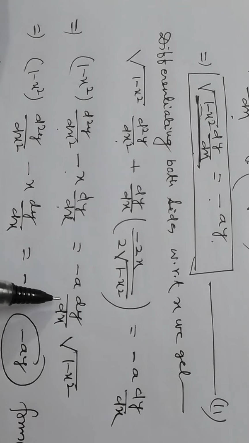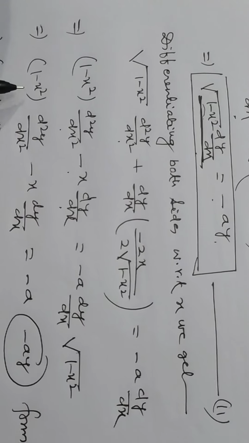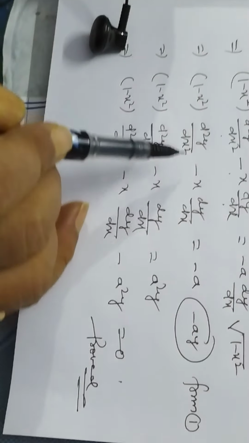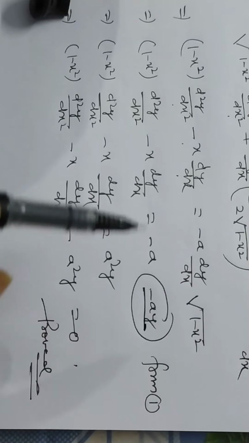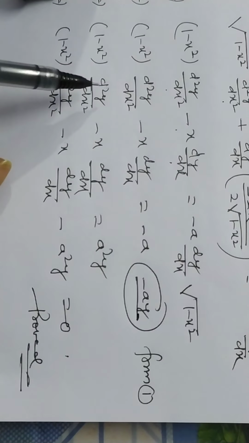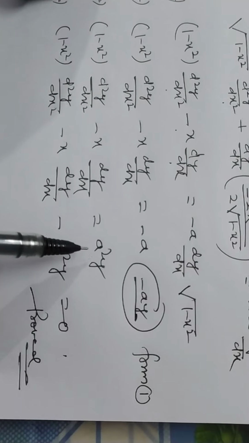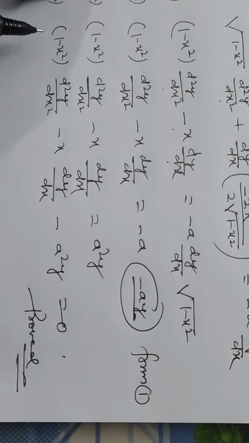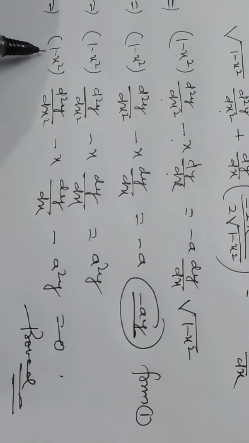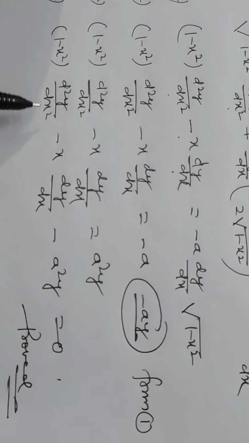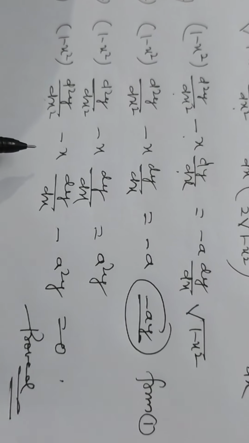It is minus a dy/dx. So (1 minus x²) d²y/dx² minus x dy/dx equals minus a dy/dx root over (1 minus x²), and (1 minus x²) d²y/dx² minus x dy/dx equals minus a times minus a y, and it will be (1 minus x²) d²y/dx² minus x dy/dx equals a² y. And after simplification we have (1 minus x²) d²y/dx² minus x dy/dx minus a² y equals 0.